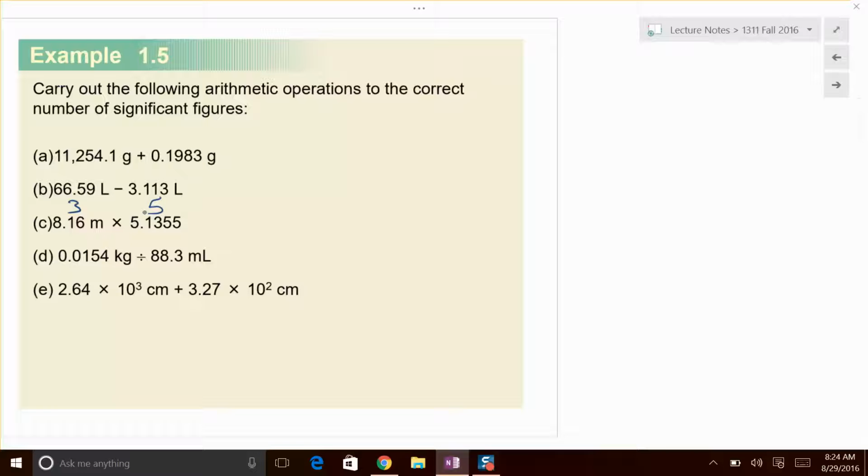How about the D? Okay. 3. Why? How many significant digits are here? 3. How many in the other one? 3. Good. They both have 3. So I would report my answer to 3 significant digits.